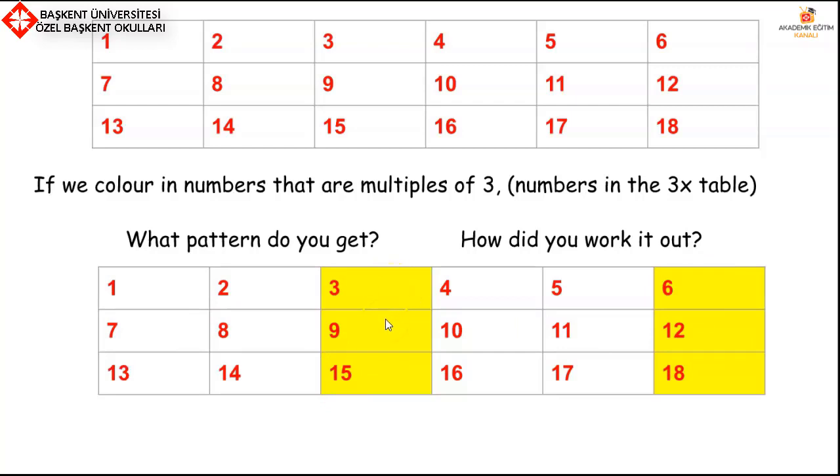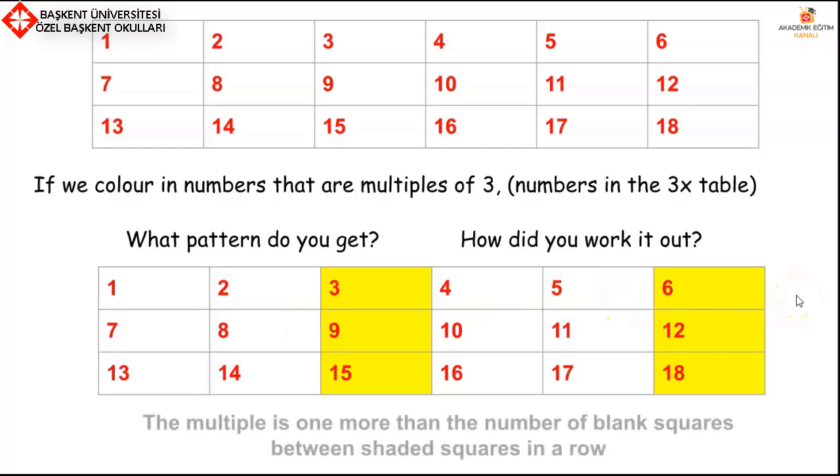Looking at 3s and 6s, look at the blank spaces in between. The multiple is one more than the number of blank squares. For example, here you've got 2 blank squares, 1, 2. Add 1 on, it's going to be the 3 times table. If you had 4 blank squares, add 1 on, it's going to be the 5 times table.